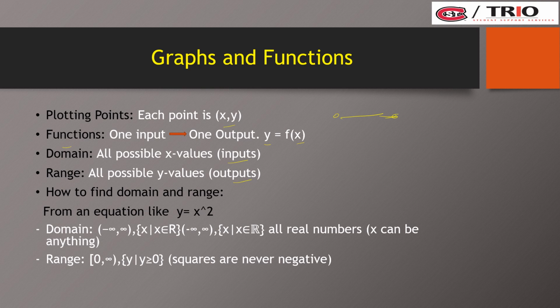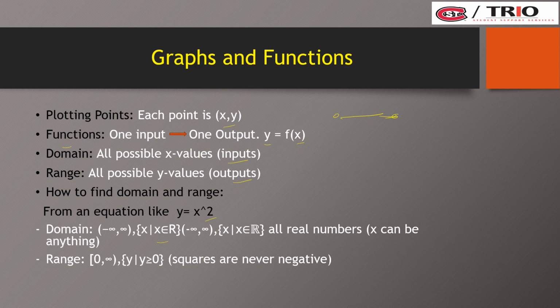Personally, I find it really difficult to work with. That's why I'm trying to show it here. So from an equation like y equals x squared, sorry, it's a square, I could not put it in the proper way. In this equation, domain would be anything between negative infinity and positive infinity. So it could be any real number in this interval, and x can be anything.